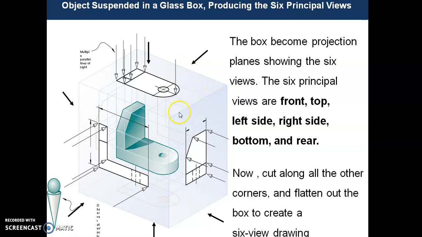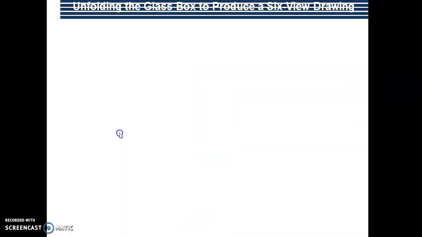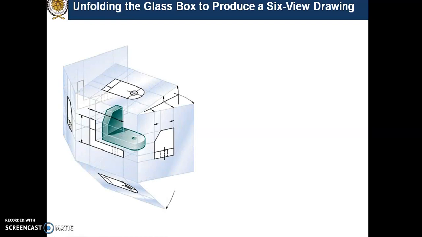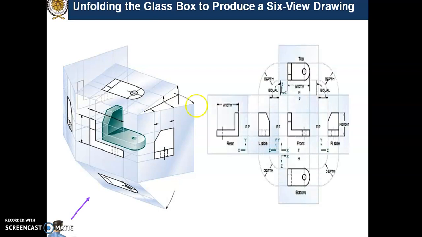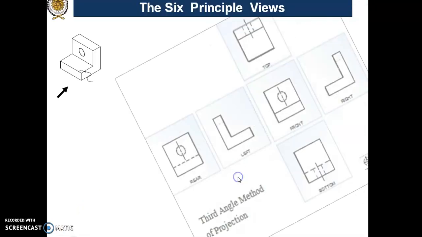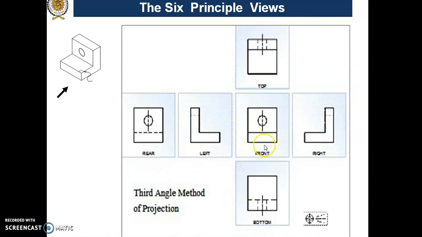Now cut along all the corners to flatten out the box to create a 6 view drawing. See, like this what we can do over here. We have to cut it out and make it flat, so that we get the 6 view structure like this, with the front view from this side. The front view, here there is a top view, bottom view, right hand side view, left hand side view and the rear view. Let us see how it appears.